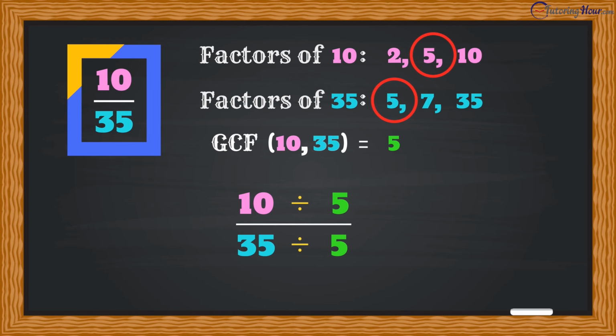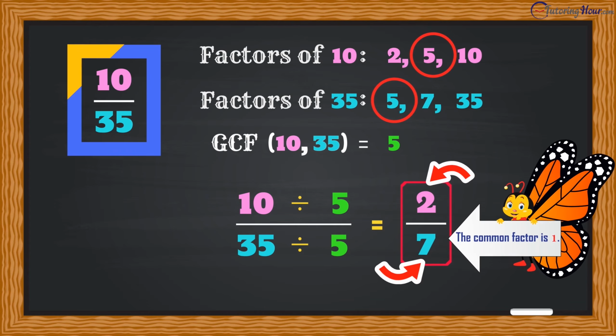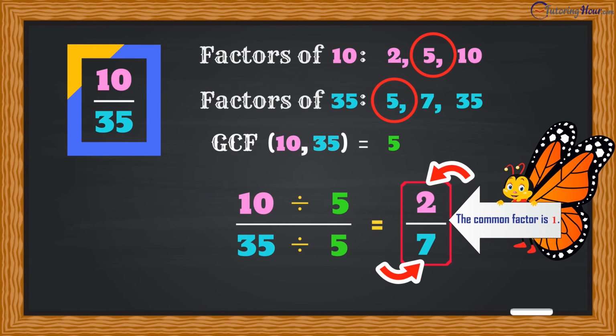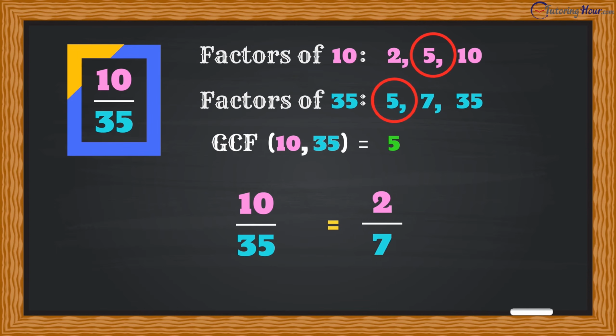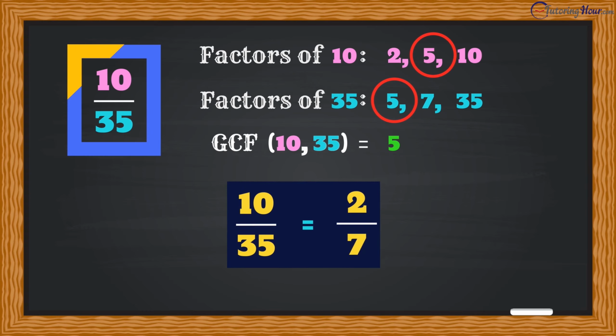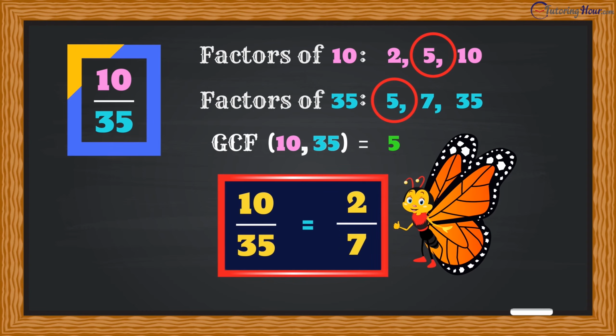First, let's divide 10 by 5, and we have a 2. And 35 divided by 5 is 7. And our reduced fraction is 2/7. 2 and 7 have no common factors except 1. Hence, we can conclude that the fraction has been reduced to its lowest term. We've cracked one more.